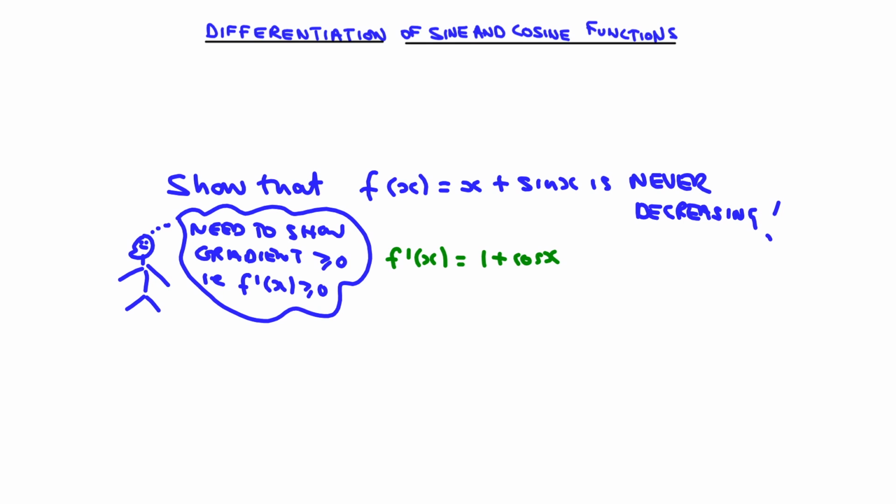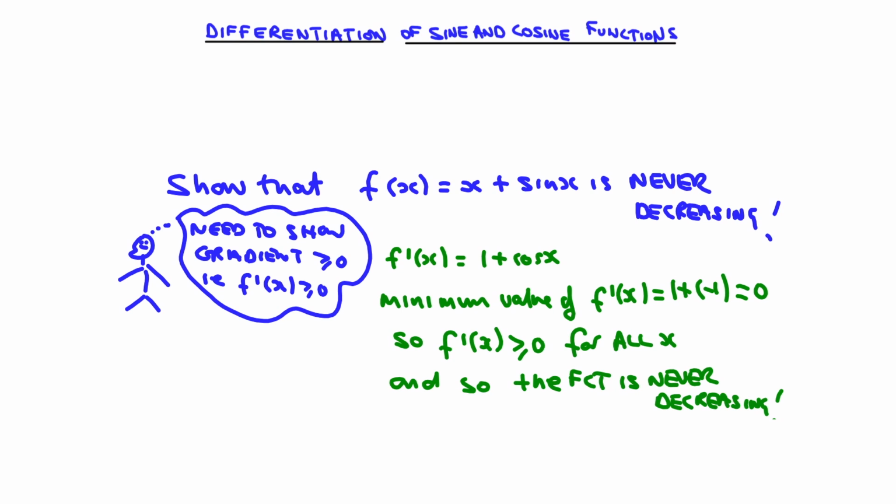1 is a constant. Cos x is the part that can vary, because cos x ranges from -1 to 1. So the minimum value of f dashed x would be the minimum value that the cosine would take. So that is 1 plus -1, which is 0. So the minimum value that f dashed x can take is 0. So f dashed x is greater than or equal to 0 for all x, and so the function is never decreasing. Let's look at a second question.